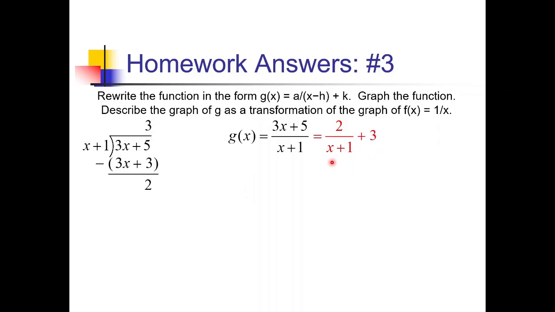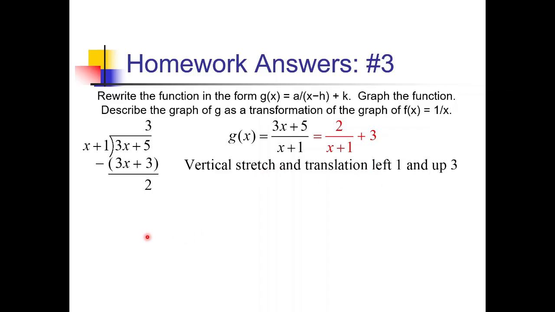So taking a look from a transformation standpoint at what's happening to the 1 over x function, the 2 up here is giving us a vertical stretch. The plus 1 down here gives us a translation 1 to the left, and the plus 3 out here gives us a translation of 3 up. So vertical stretch and left 1, up 3.